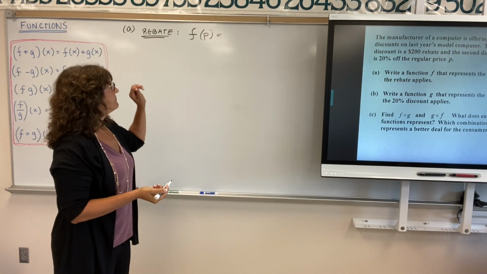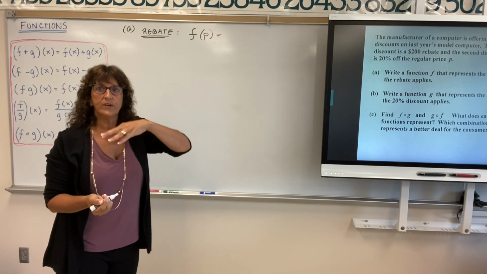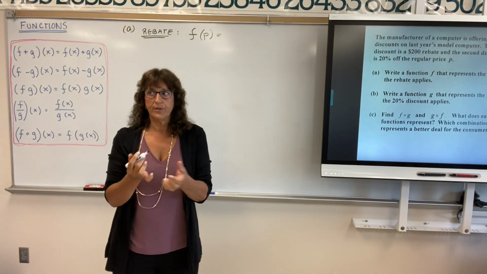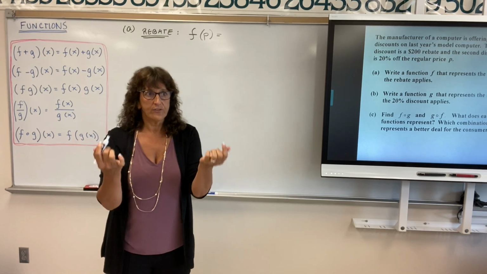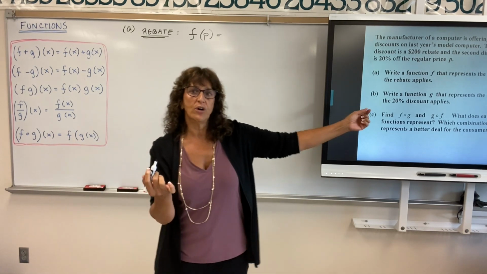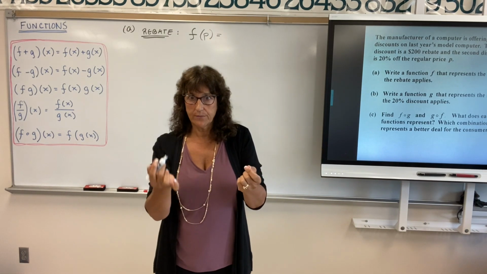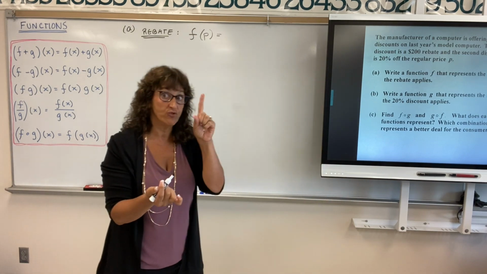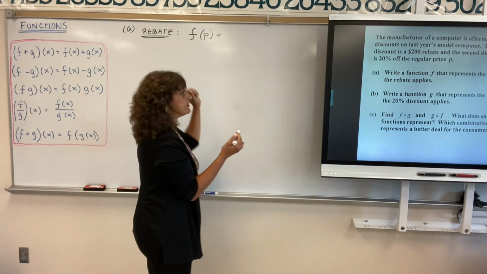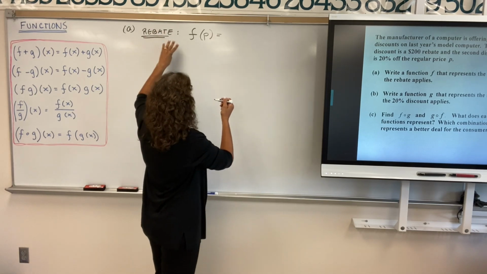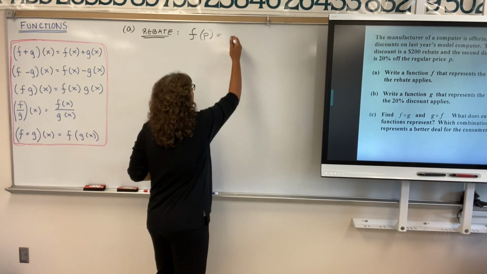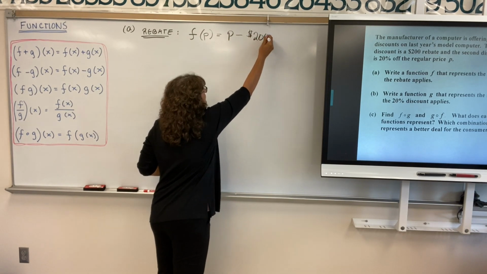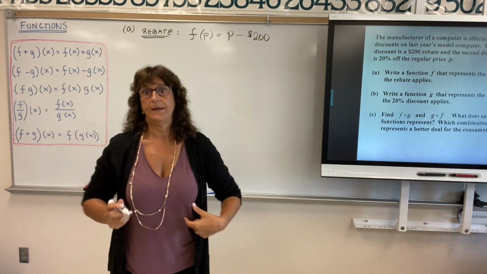So I want to write something in terms of P that represents the price of the computer after the rebate. Okay, so if the computer costs $1,000, but they give me a $200 rebate, that means I'm going to take the price $1,000 of the computer and subtract the $200 rebate, and I would pay $800 if it was just the rebate by itself. So in terms of writing a formula, if I'm applying the rebate to the price of the computer, I would take the price of the computer and subtract the $200 rebate, and that would give me my sale price if only the rebate was being applied.